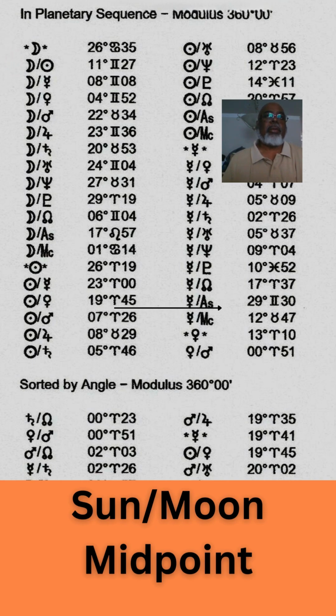Then you have another technique. The moon travels the whole zodiacal circle in one month's time.